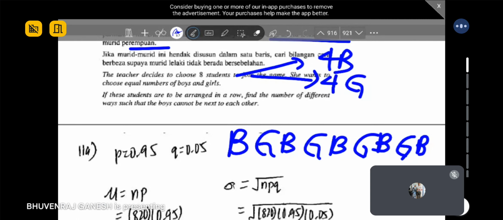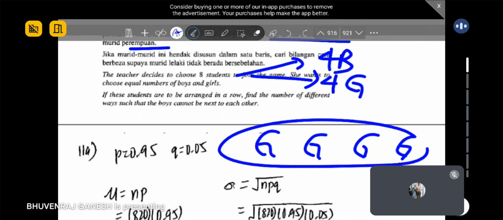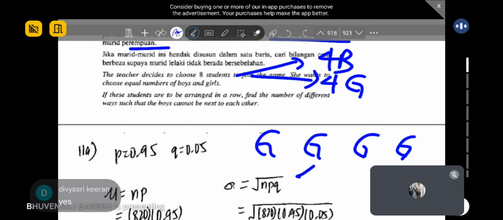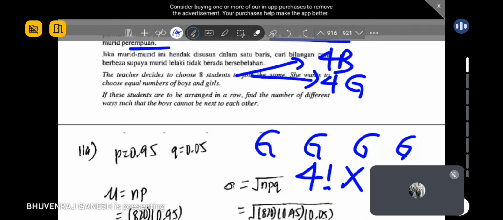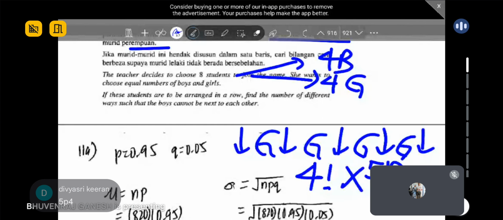kedudukan yang ni. Am I right? So guys, how many girls do we have? 4. And can we arrange these four girls randomly? Yes. Kita boleh susun kesemua ni secara rawak. So 4 factorial times boys. Boys kamu ada 4. So kamu boleh letak kat sini, sini, sini, sini atau sini. So 5 possible places to pick 4 boys. 5P4 lah. Senang. That's all. Settle, guys. That's all your answer.